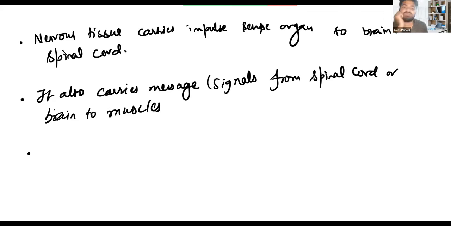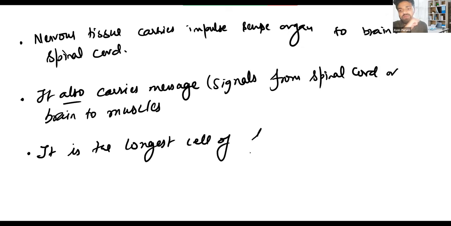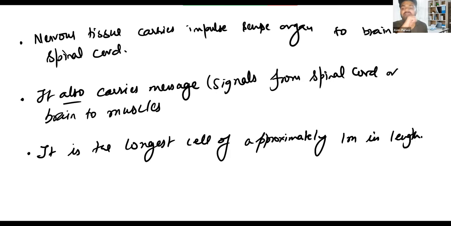Then next, the neurons are fixed in number. This is the only cell in the body that never divides. The number of neurons remains constant, and we can say that it is the longest cell, of approximately 1 meter in length. It can have 1 meter length.